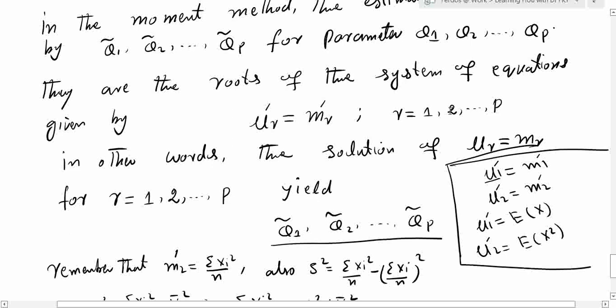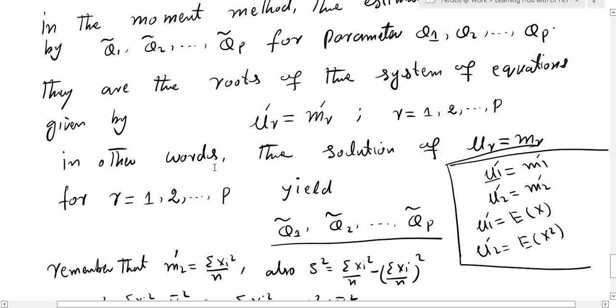Whatever the number of parameters in the distribution, we need that number of moments. If a distribution has one parameter, we only need to calculate one sample raw moment and one population raw moment, then compare and solve for the parameter. If we have two parameters, then we need to calculate two population raw moments and two sample raw moments, compare the first population raw moment with the first sample raw moment, and the second with the second, and then solve those equations to estimate the unknown parameters.